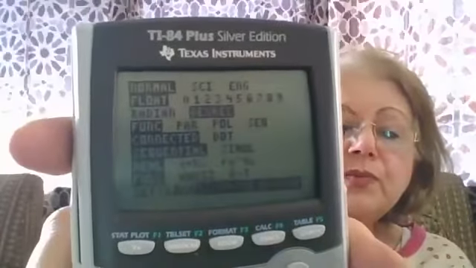Do the same thing, but this time in degrees. Go back to mod. Go back to the third line. Now switch from radians to degrees. Push enter. Now it is in degree mode. Go back to the home screen and repeat the same thing again.